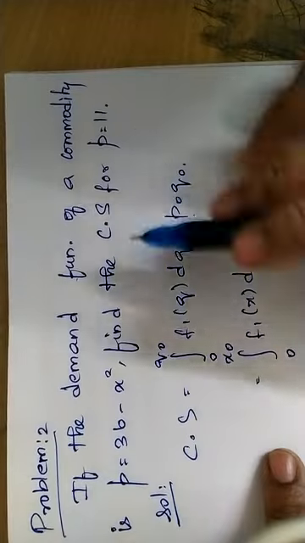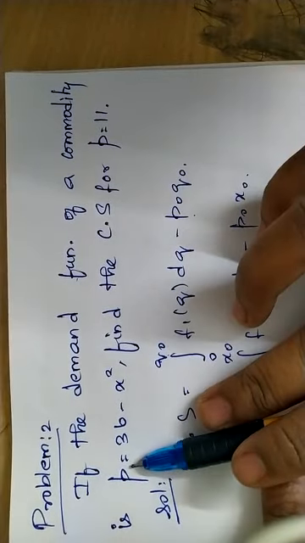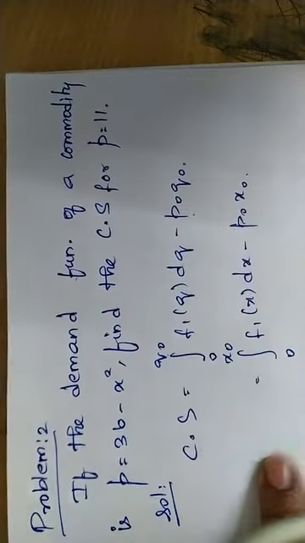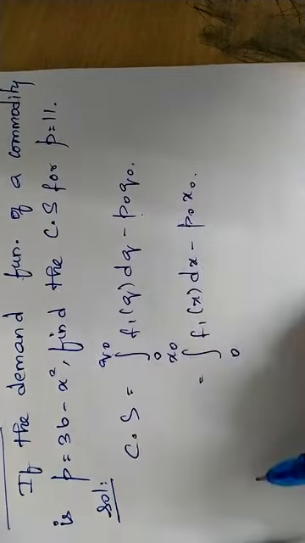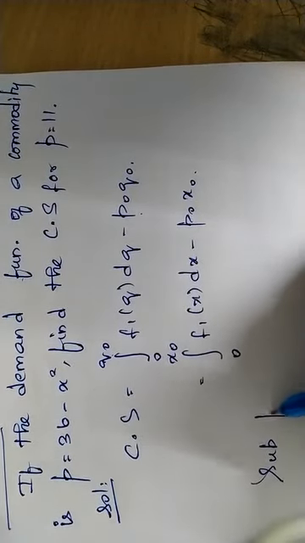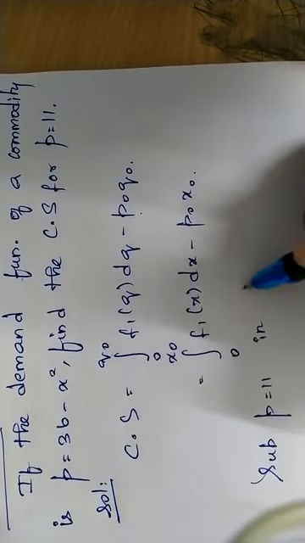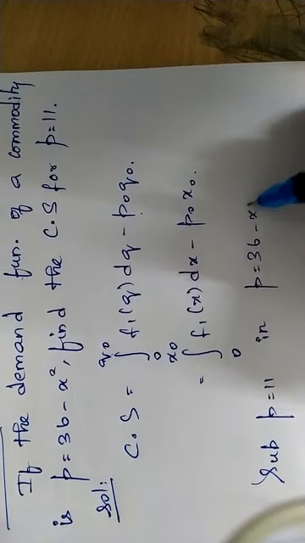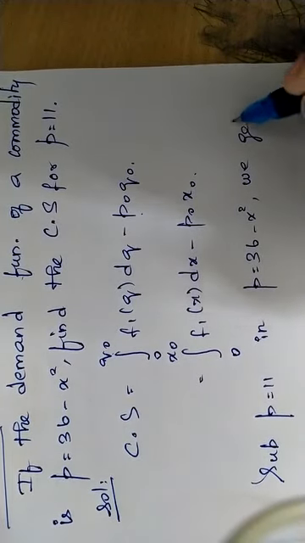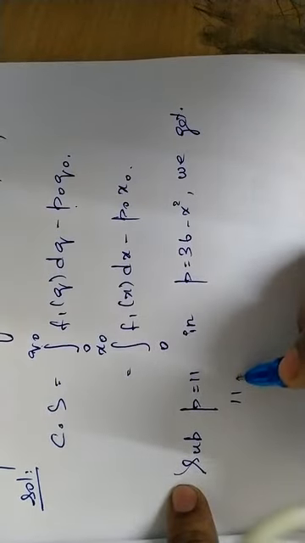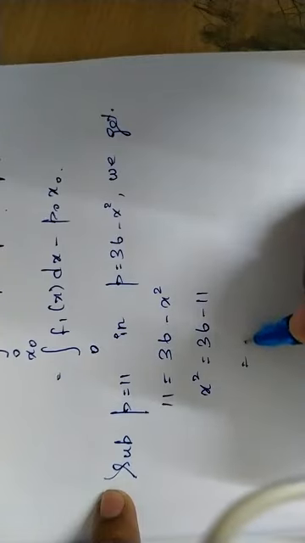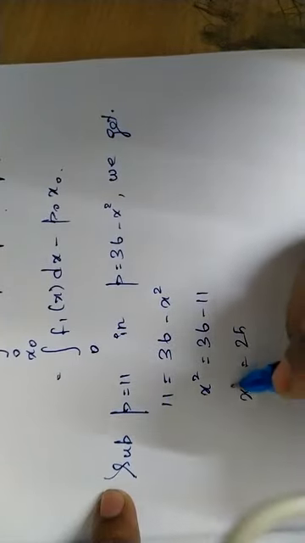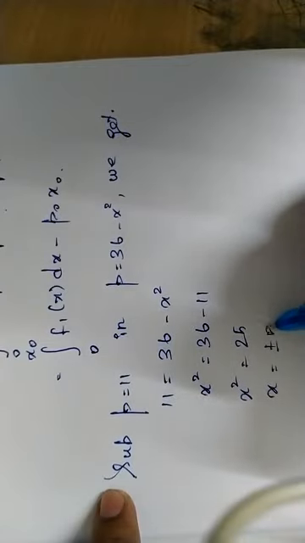Okay. So what we can do is by replacing the value for P is equal to 11 here, we will obtain the value of our x. This is another type of problem because at the equilibrium what we know is our demand is equal to supply. So now substituting P is equal to 11 in P is equal to 36 minus x square, we get 11 is equal to 36 minus x square. So just interchanging the sides, 36 minus 11. So 36 minus 11 is 25. X square is equal to 25. X is equal to plus or minus 5.